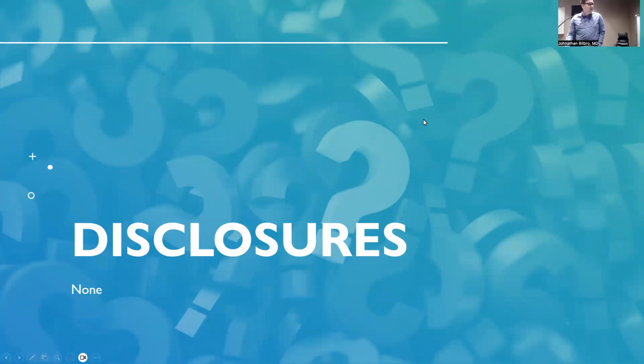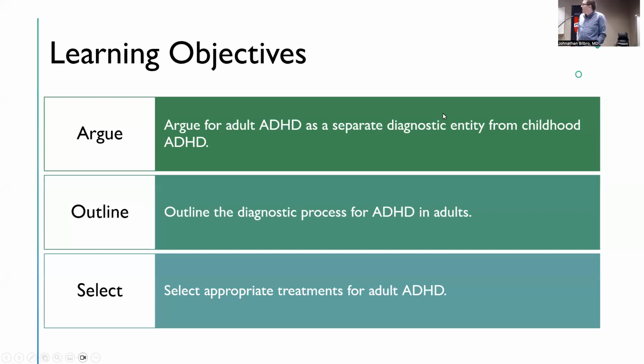Okay. So first, I'd like to present an argument for adult ADHD, potentially as a separate diagnostic entity from childhood ADHD. And then I'd like to outline the diagnostic process for ADHD in adults, and then talk about selecting appropriate treatments for adult ADHD as well.